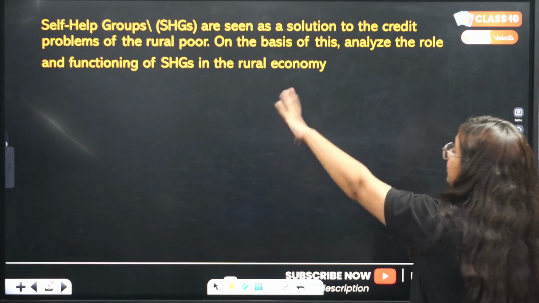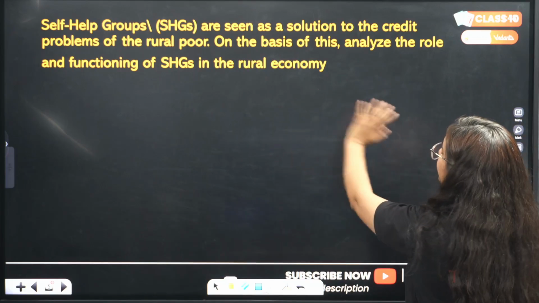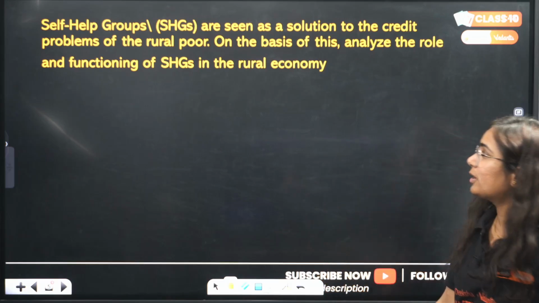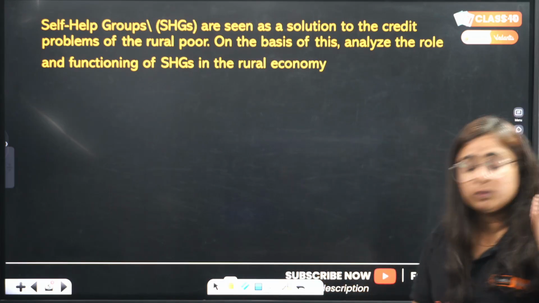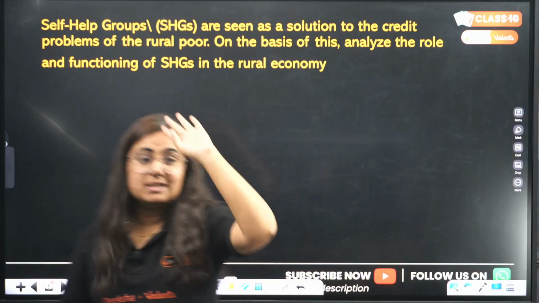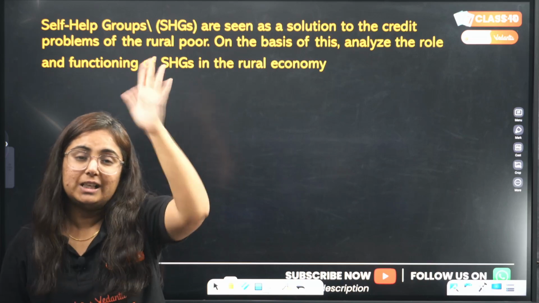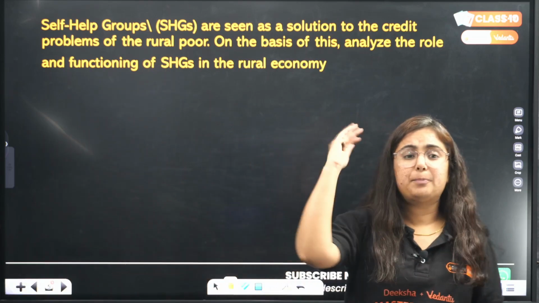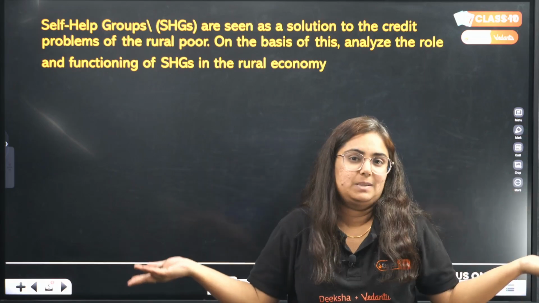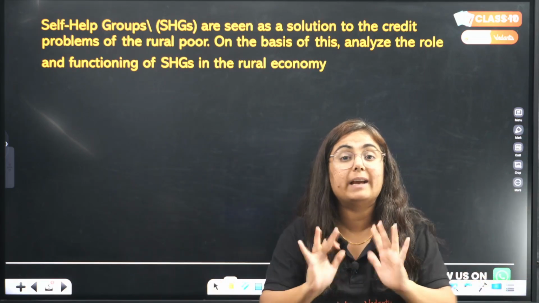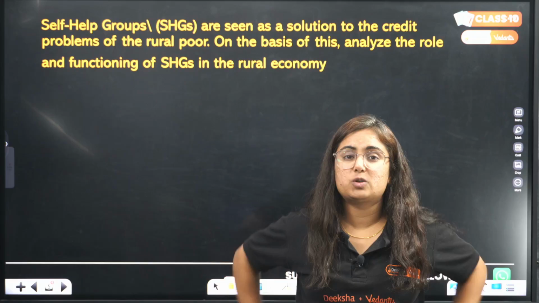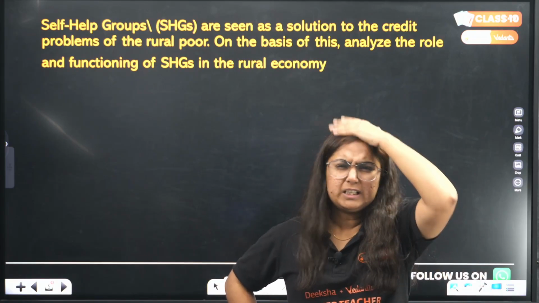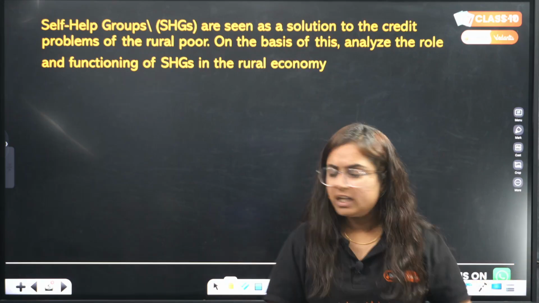Next, self-help groups are seen as a solution to the credit problems of the rural poor. On the basis of this, analyze the role and the functioning of self-help groups in the rural economy. I will say that print this question in your mind right now. Whether it is pre-board or final exams, you are going to see this question for sure. Control C, Control V into your mind.